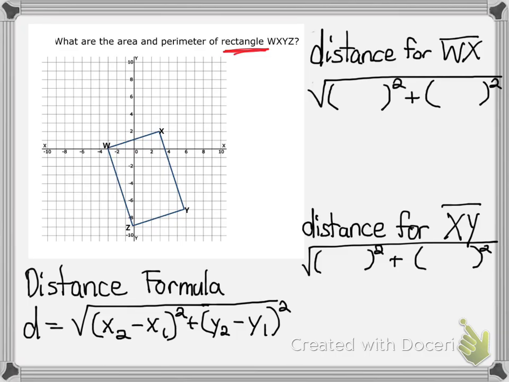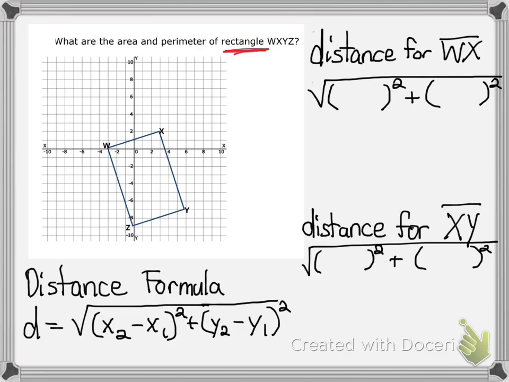Opposite sides are congruent. So, as long as I find the measurement from W to X, it's going to give me the same thing for Z to Y. And as long as I find the measurement from X to Y, it'll be the same thing as W to Z. All right, so let's find that measurement from W to X. We're going to use a distance formula.